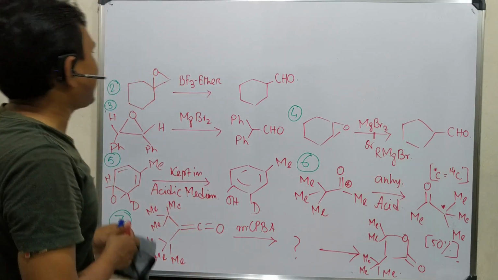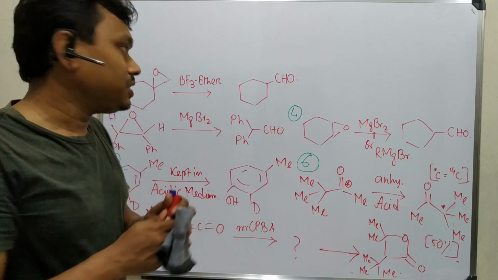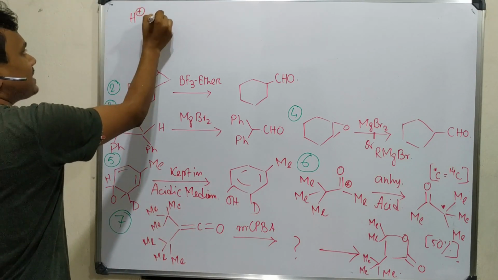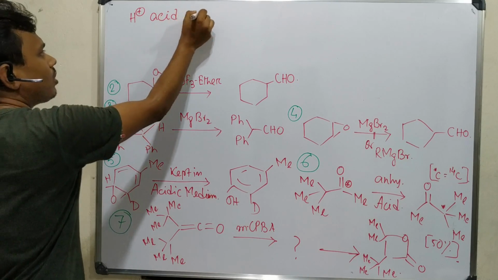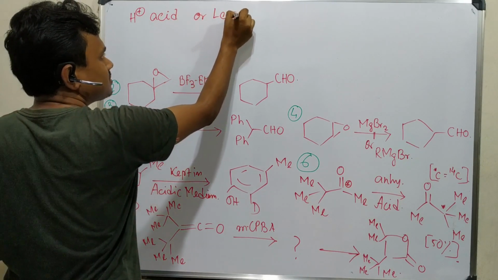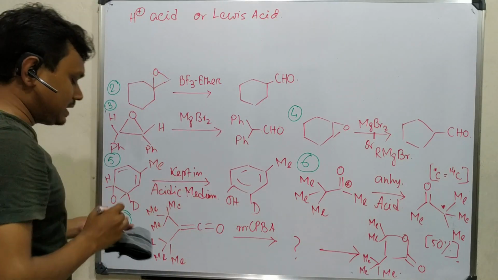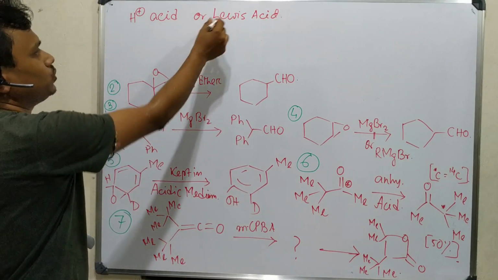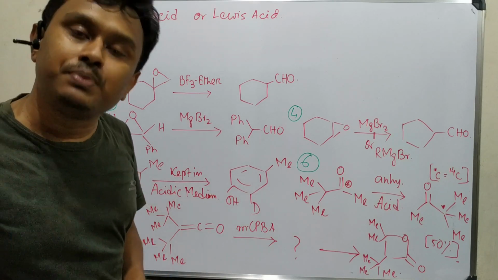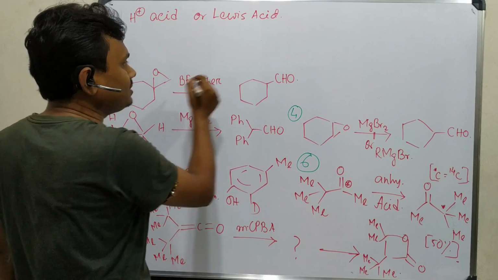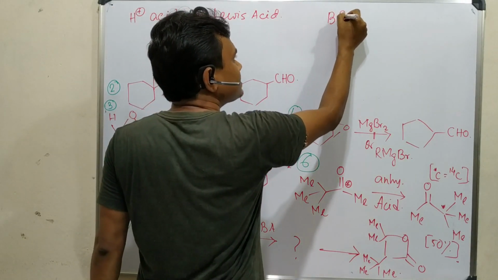So epoxide can generate a carbocation using a protic acid, proton-based acid, or a Lewis acid. Both can do the same job. Here the proton is consuming the electron, and in case of a Lewis acid, the vacant p orbital, or empty p orbital, is acting as a center to accept the electron. In this case, BF3 is that candidate.